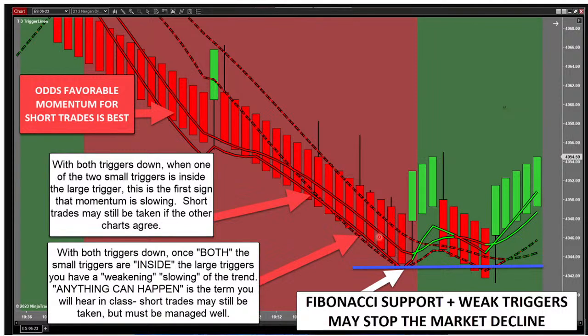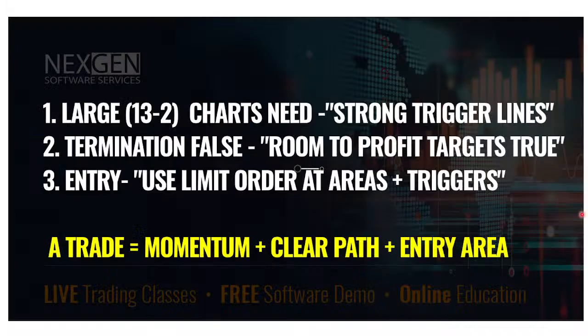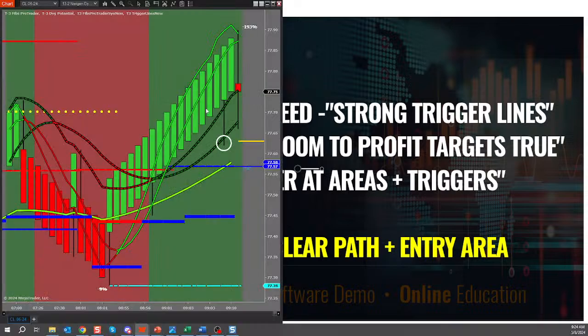And what it's going to do for you is these weak triggers maybe won't be the entry, but they'll let you know that it's time to take profits at key areas. And that's our segue into rule number 2. Is everybody okay with the idea of odds favorable momentum? It's not difficult to recognize. Odds favorable momentum is nothing more than a separation between the small and the large triggers, guys.